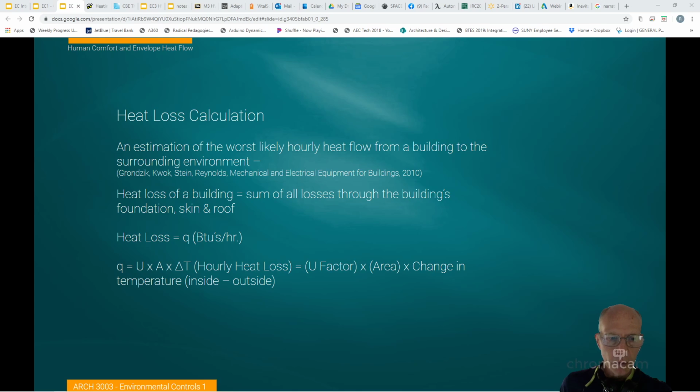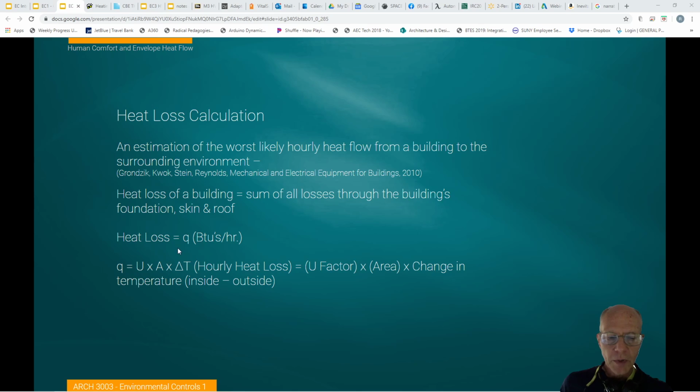It's really quite simple. Heat loss is equal to a value we call Q, which is BTUs per hour, British thermal units per hour, the amount of energy to raise 1 pound of water 1 degree Fahrenheit. So it's an amount of energy per hour.